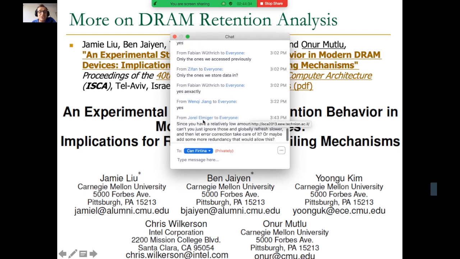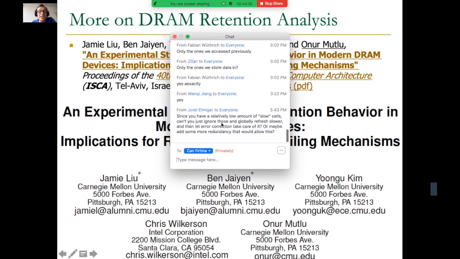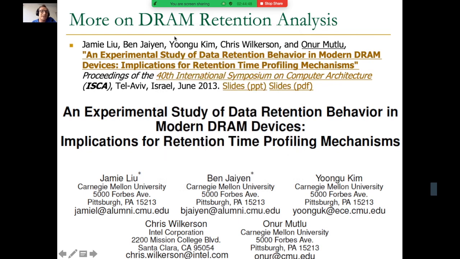Can you actually, since you have a relatively low amount of slow cells, just ignore those and globally refresh slower and then let error correction take care of it? Or maybe add some more redundancy that would allow this. And this is actually along the lines of what I've discussed earlier. Yes, you can ignore a lot of those cells, but you need to do something with those cells. Maybe you actually add error correction just to those cells. I think those sort of ideas are good, but you need to keep error correction overhead in check.